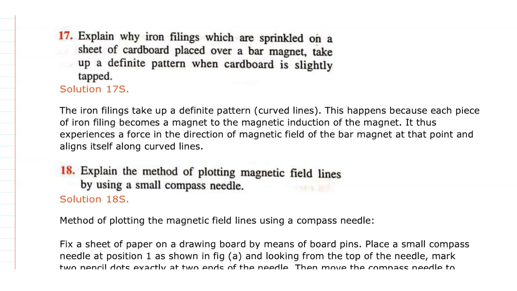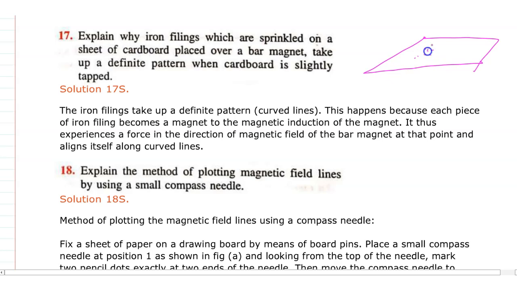This happens because the iron filings become magnetized, induced by the magnetic field. Thus, the experiment shows the direction of the magnetic field of the bar magnet at a point. If you put some iron dust on a table and place a bar magnet here, you can see the iron filings are oriented along the field lines like this. Okay, this is the answer to this question.